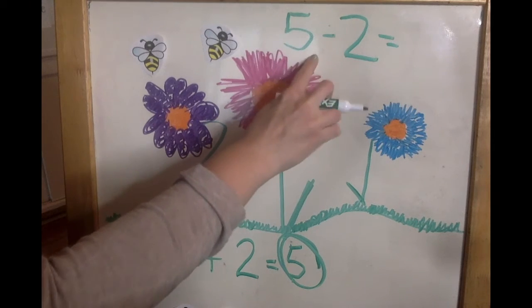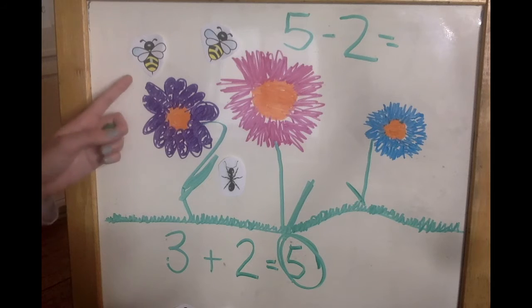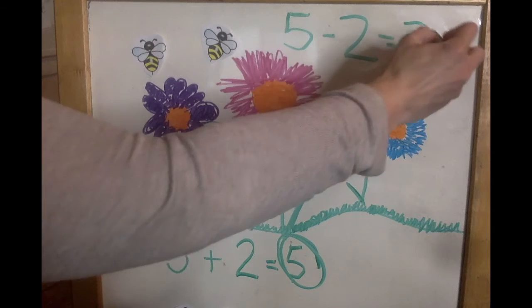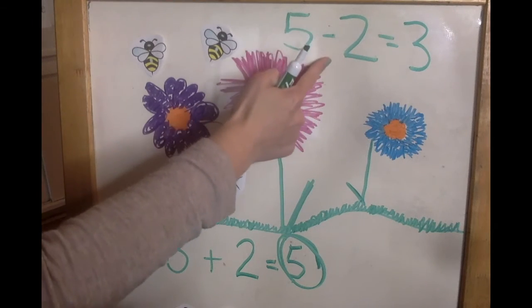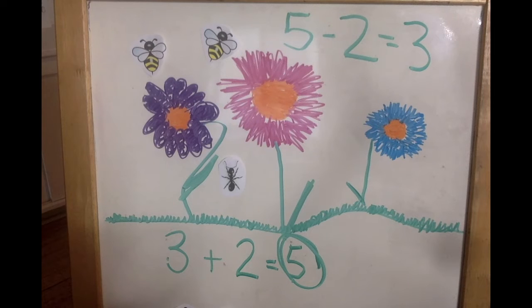So 5 take away or minus 2 equals how many bugs are left in my garden? Can you count them for me? 1, 2, 3. That's right, 3 bugs. So if there were 5 bugs and we take away 2, now we have 3.